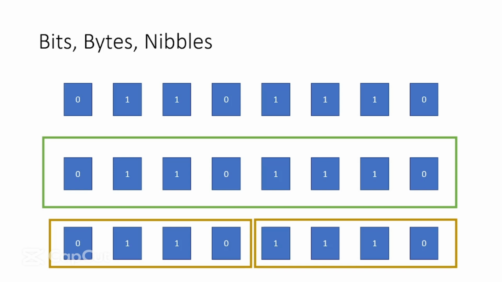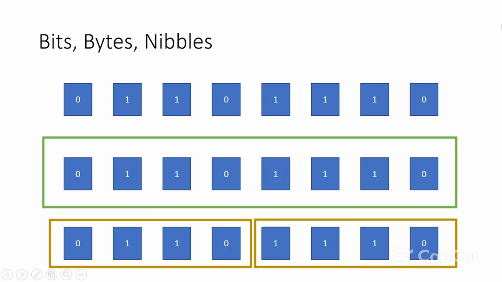Now, a bit is a single digit of the binary system represented by zeros and ones. So each of these here is called a bit. How many bits can you see here? We have 8 bits, correct.